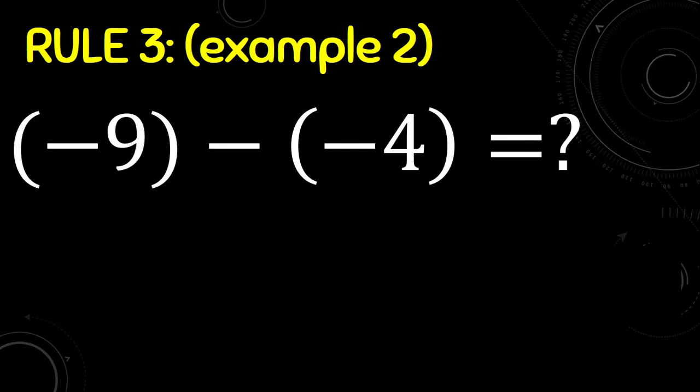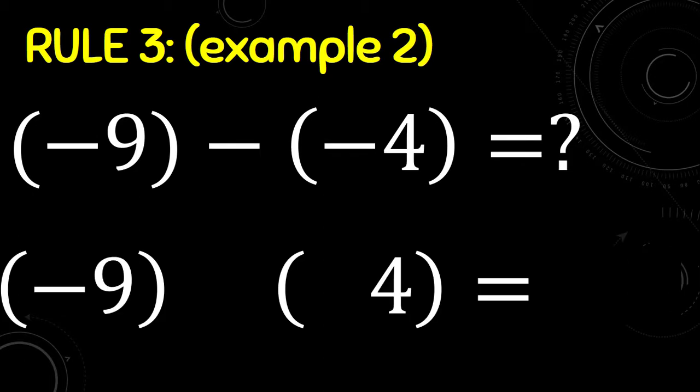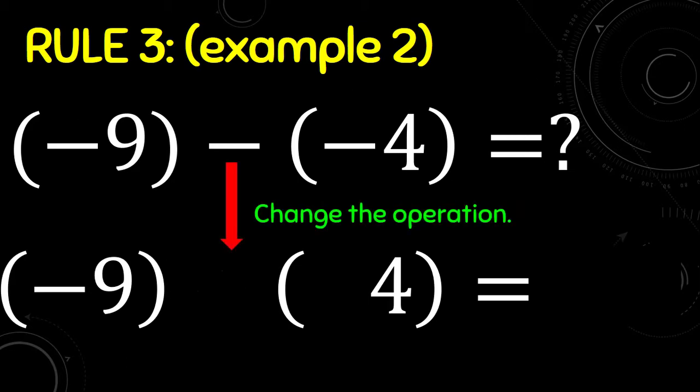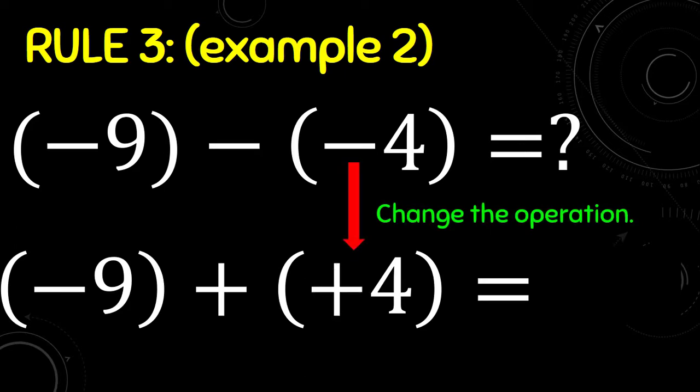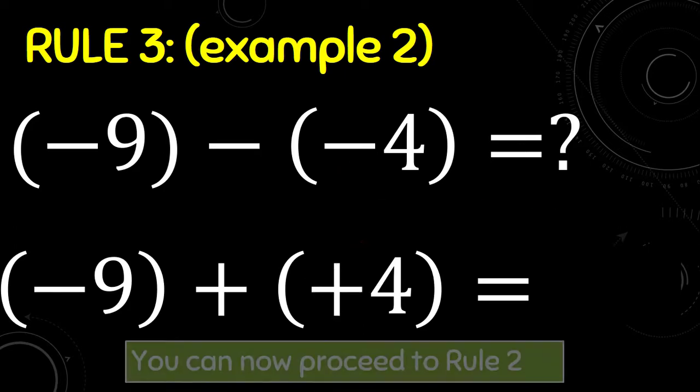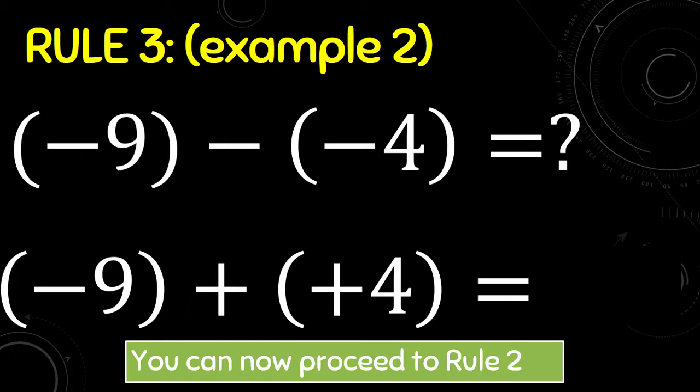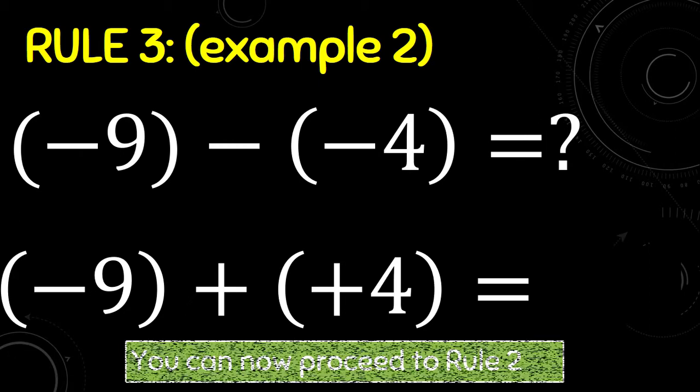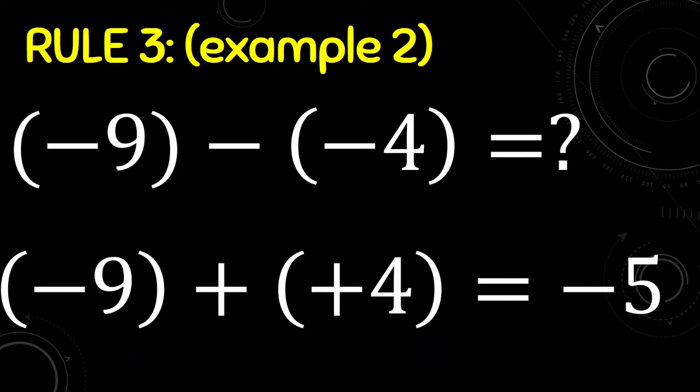Another example, we have here negative 9 minus negative 4. Again, based on the rule, we have here negative 9. And we change subtraction into addition. And negative 4 will become positive. Applying rule number 2, we have here negative 9 plus positive 4. The result is negative 5.